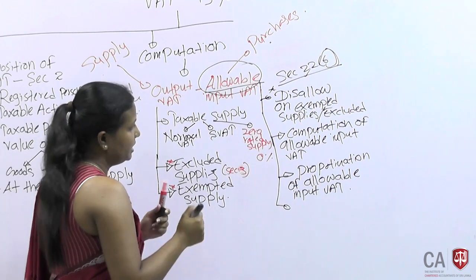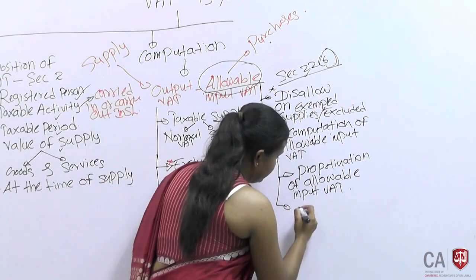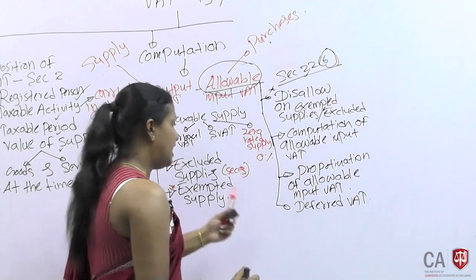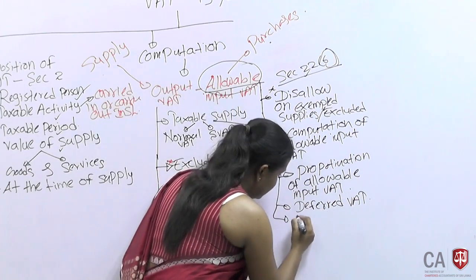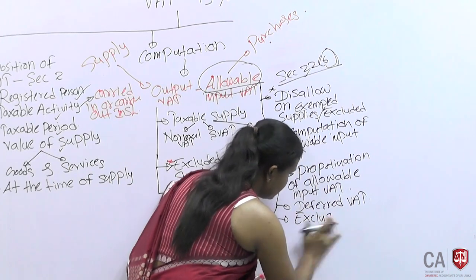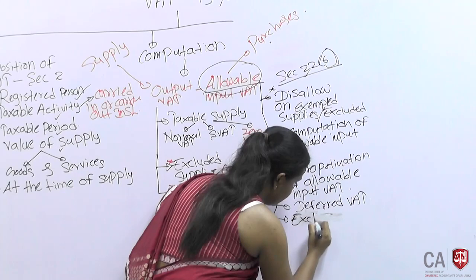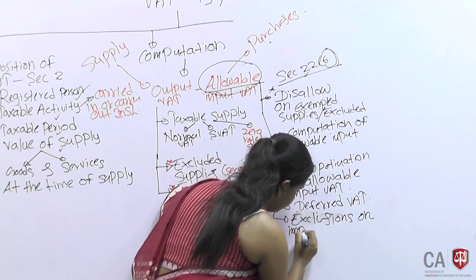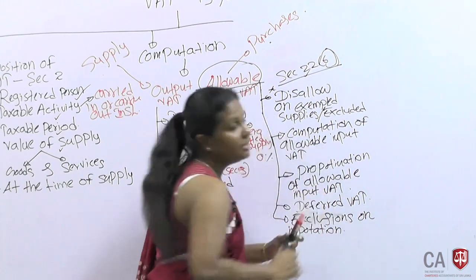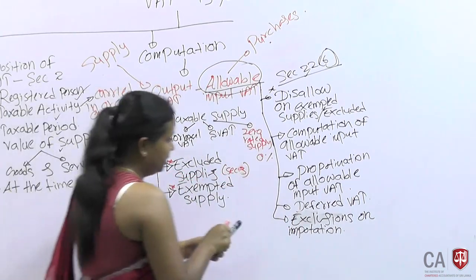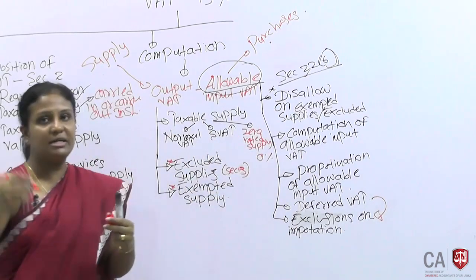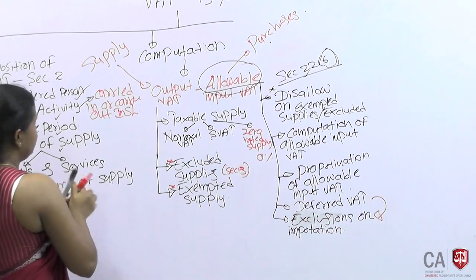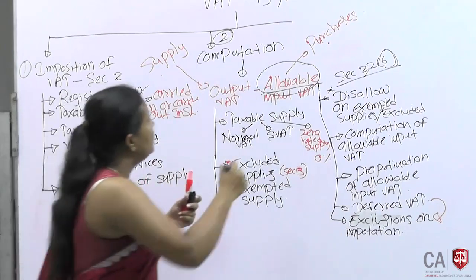Then the proportion of the allowable input VAT, and very importantly the deferred VAT, these things, and again under here the exclusions, exclusions on importation. Then exclusion on importation may be with the deferred VAT, maybe the 30-day exclusion, 60-day exclusion, likewise. This is the first part, and this is the second part, computation.